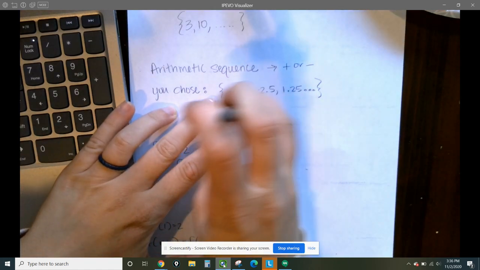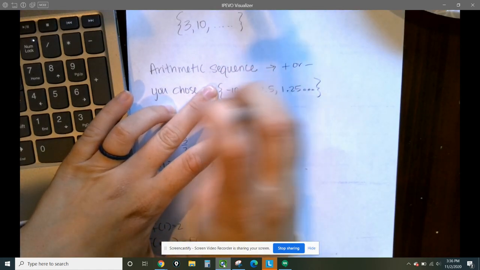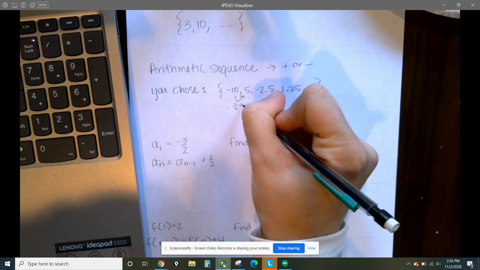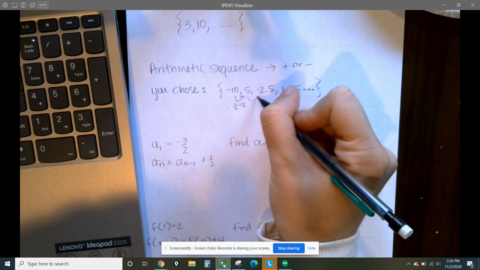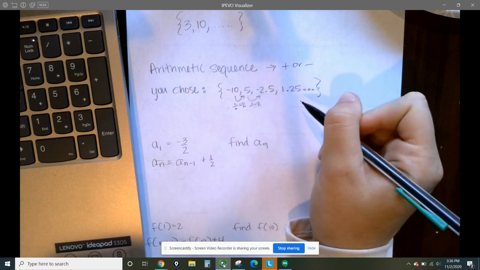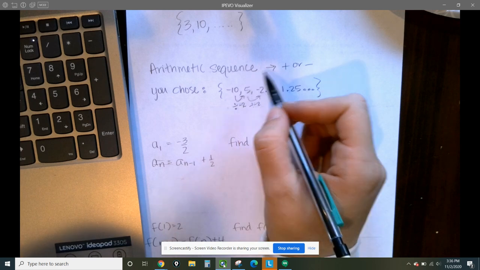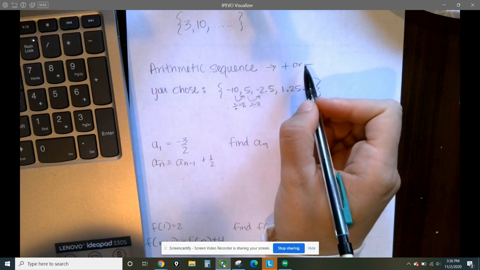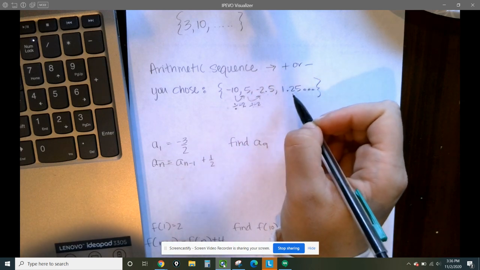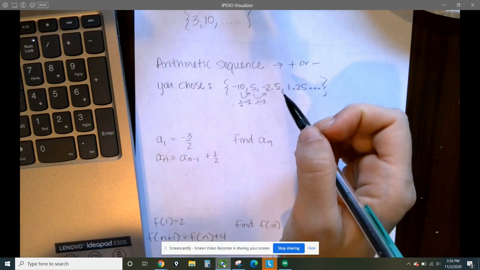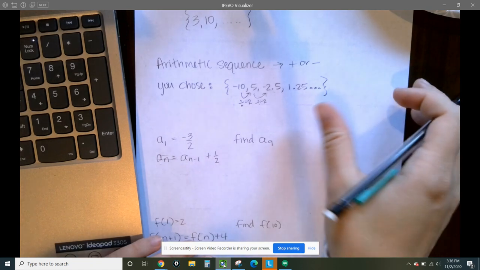This one looks like we're multiplying or dividing by something. It looks like we're dividing by -2 every time, so dividing by -2 would get you this sequence. So this is not arithmetic. Go back and look at the choices. Arithmetic means you're adding or subtracting the same number the whole time. Only one of them was being added or subtracted the whole time, so go back and find that.